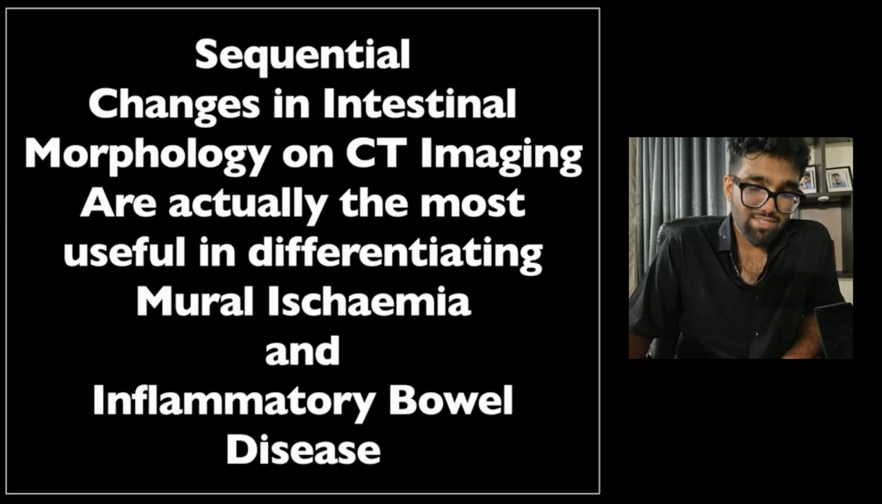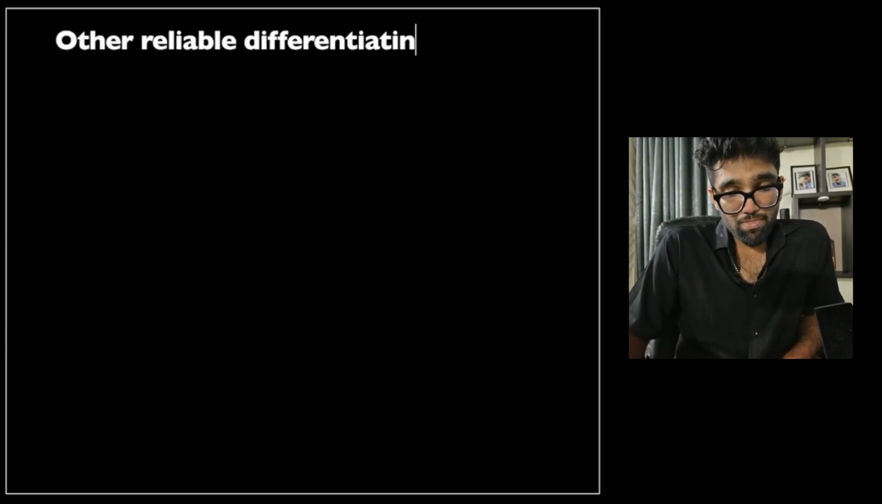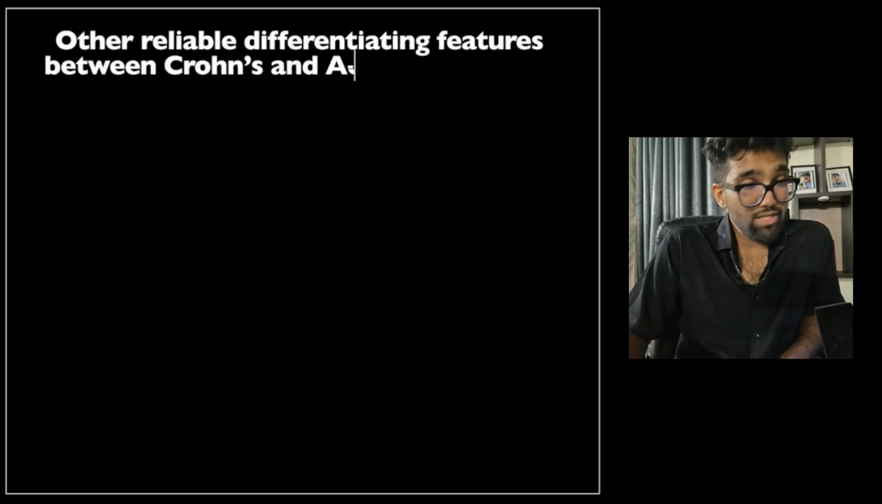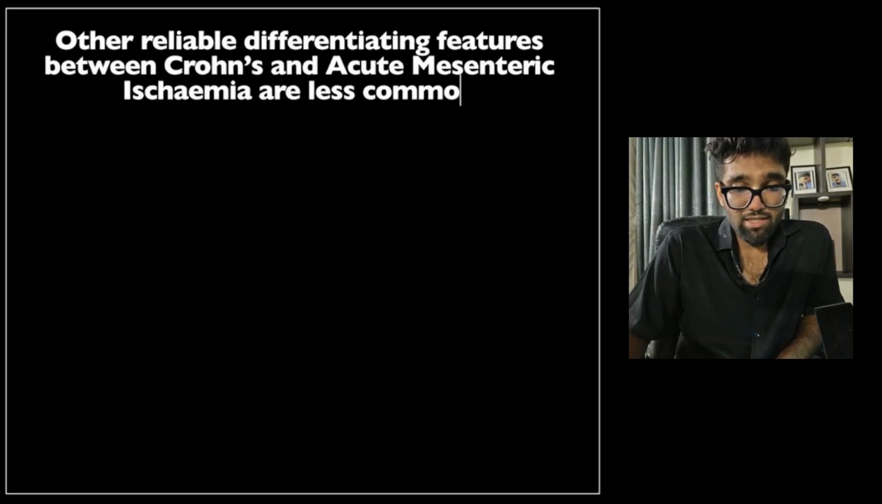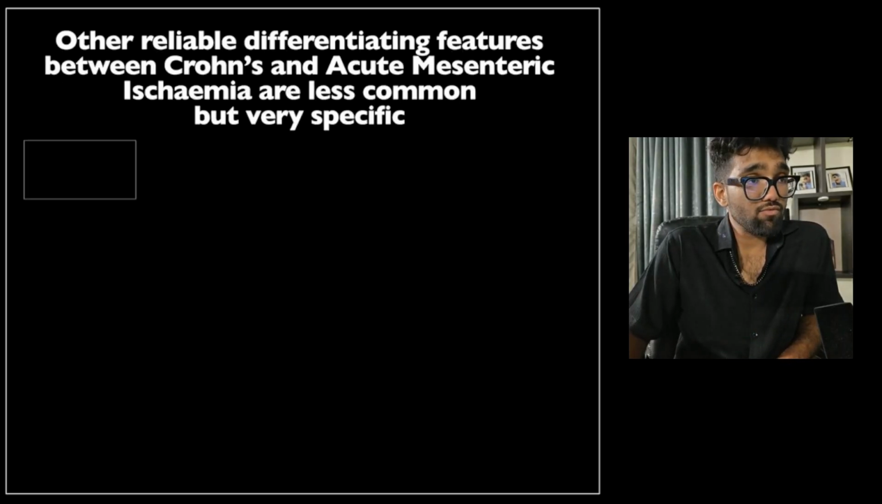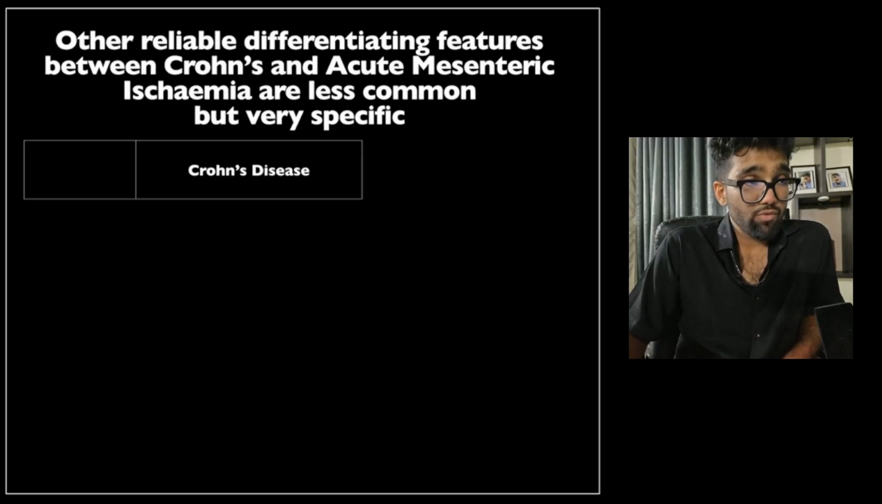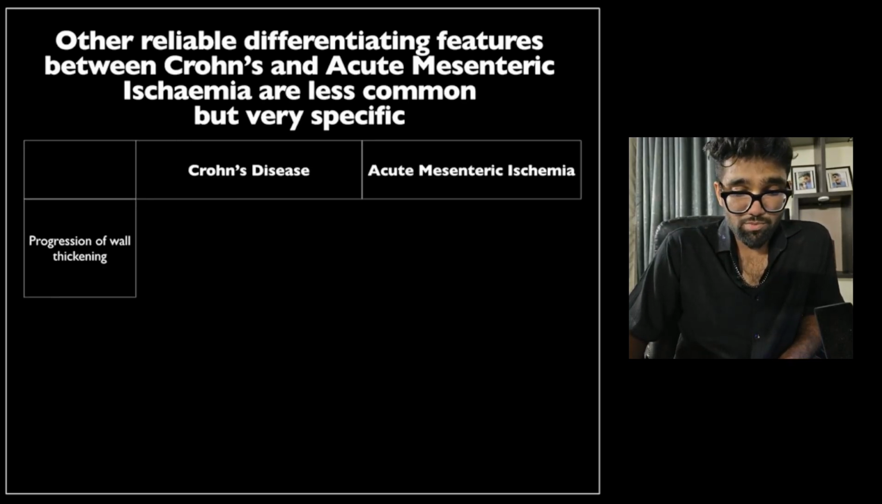And then sometimes when there are different parts of the bowel wall showing different degrees of progression, that can also help me differentiate. Okay. So let's talk about the sequential changes that occur in Crohn's, that is the prototype of inflammatory bowel involvement, and acute mesenteric ischemia. So we have Crohn's disease and we have acute mesenteric ischemia.